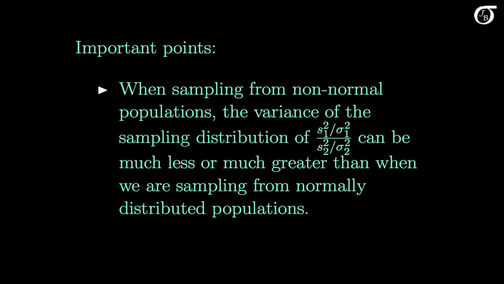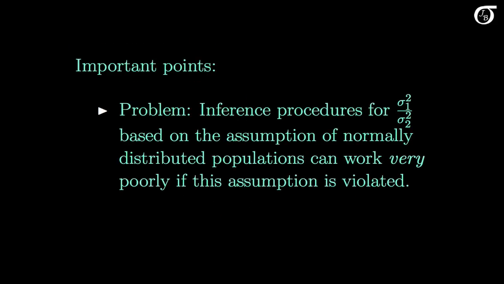When sampling from non-normal populations, the variance of the sampling distribution of this quantity can be much less or much greater than when we are sampling from normally distributed populations. An implication of this is that inference procedures for the ratio of population variances that are based on the assumption of normally distributed populations can work very poorly if the normality assumption is violated. In another video, I'll take a closer look at the effect of a violation of the normality assumption on these inference procedures. But let's save that for another time.